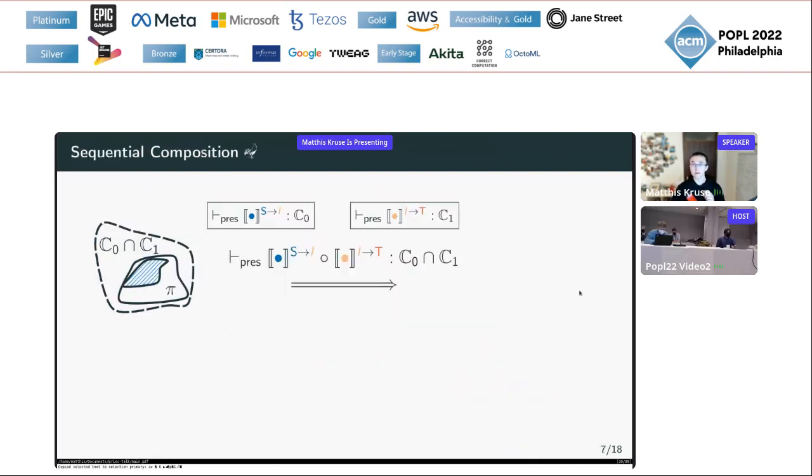So, given two robust compilers that preserve classes C0 and C1 respectively, we now show that their composition, so first running the compiler from blue S to yellow I, then the one from yellow I to red T, preserves the intersection of the classes C0 and C1. First, note that the robust compilation criterion gives us the assumption that the blue source program's behavior lies in all pi's in the intersection of classes C0 and C1.